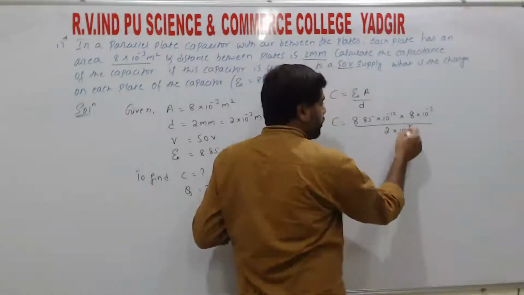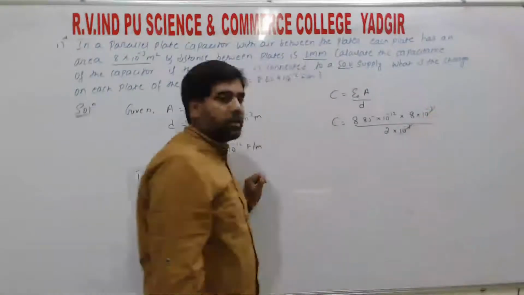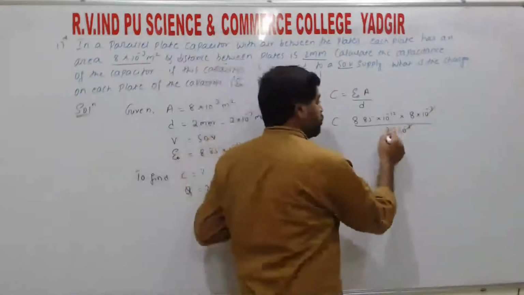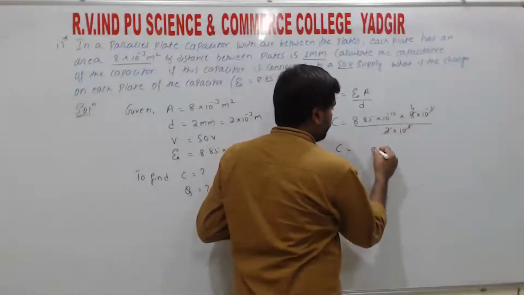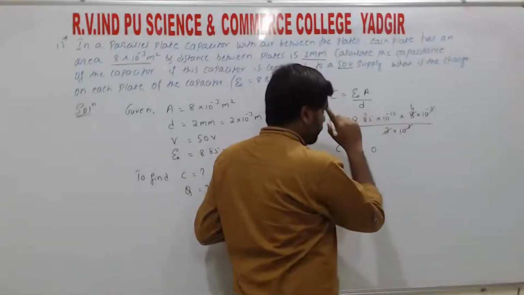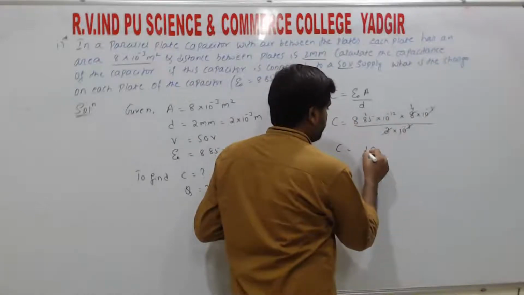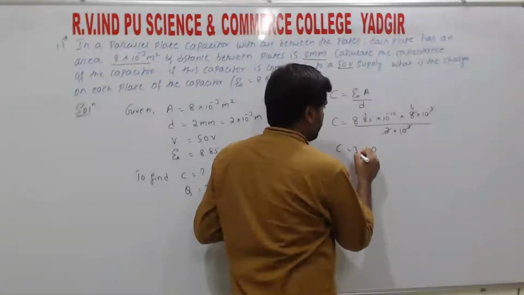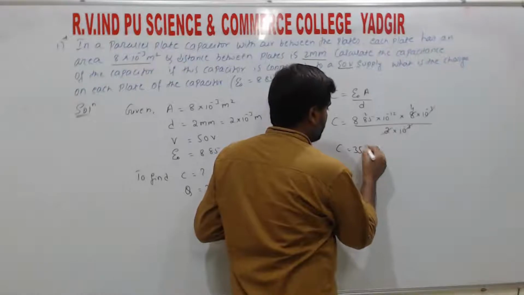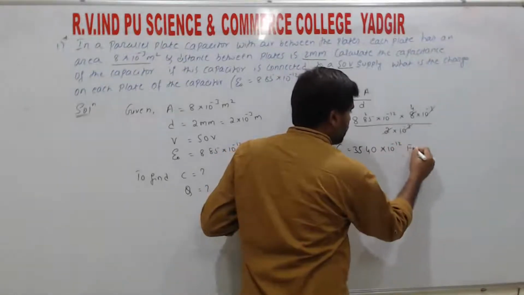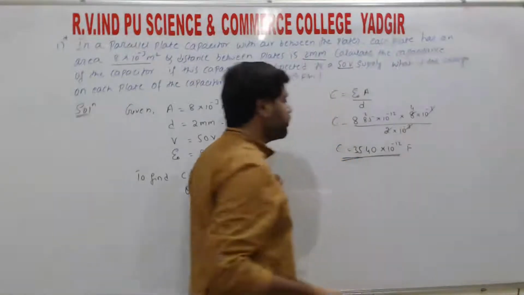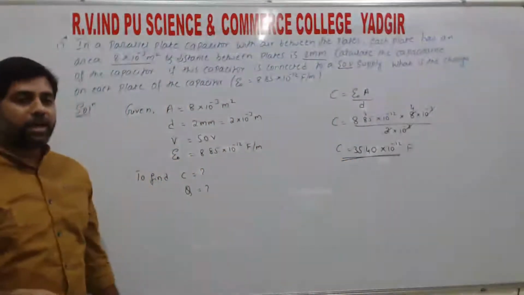So here 10 to the power of minus 3 and 10 to the power of minus 3 cancel. So 2 fours are 8. So C is equal to 35.40 into 10 to the power of minus 12 farad. So this gives the capacitance of the capacitor, right?